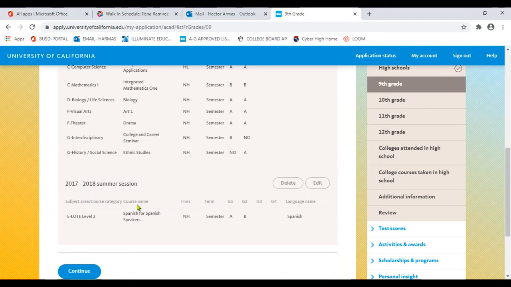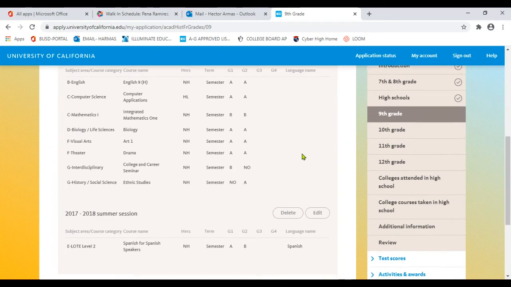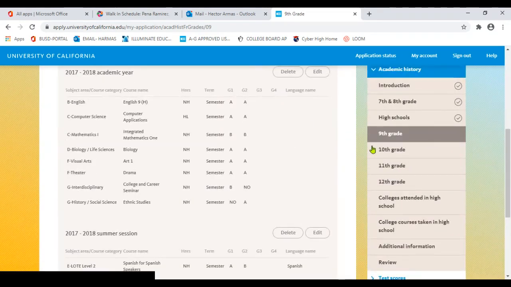The question on the chat is if they made up a grade. Let's say they took Math 1 and received a D second semester, and they made that up in the summer. Do they put the D and the one they made up from the summer, or do they just put the one they made up in the summer? Okay, that's a very good question. I'm going to answer it by going to the 10th grade and showing an example. So I'm going to say 9th grade is correct, and go to 10th grade.